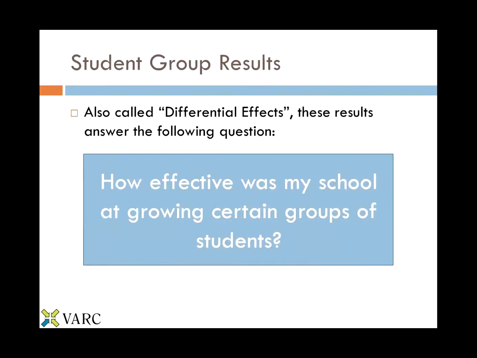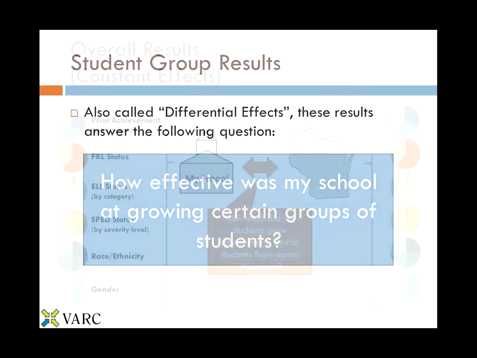Student group results, what is this? This is also called differential effects, and we're trying to answer the following question with this data. How effective was my school at growing certain groups of students? The results that we've had before were all in aggregate of all the kids at my school. How did I do? Now we're thinking about certain groups of students at my school. How do we do with them?